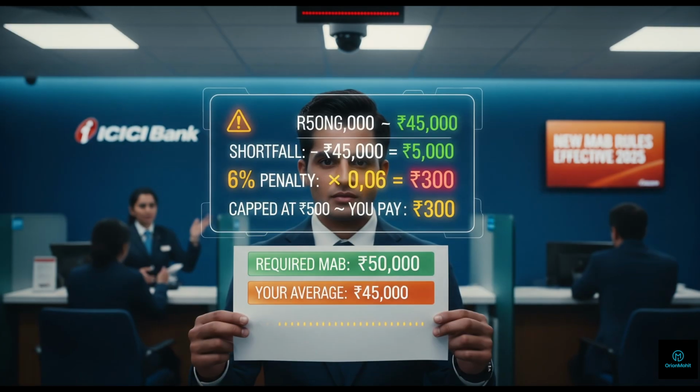In another example, if the customer has maintained 45,000 on average, the shortfall is 5,000 rupees. So 6% of 5,000 is rupees 300. So the customer will be paying 300 rupees as a penalty.